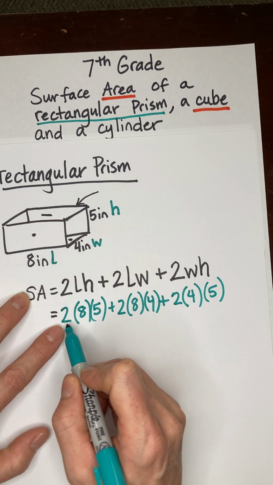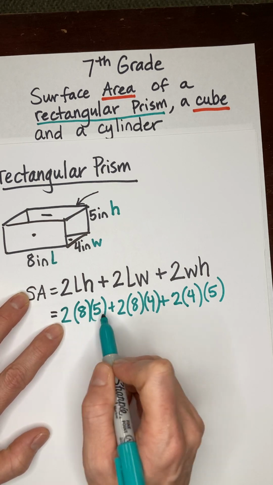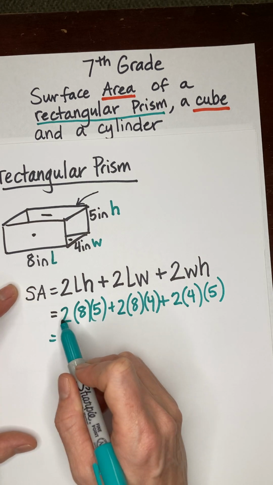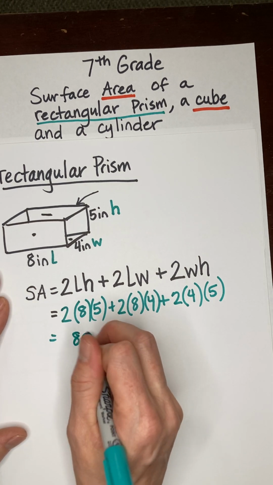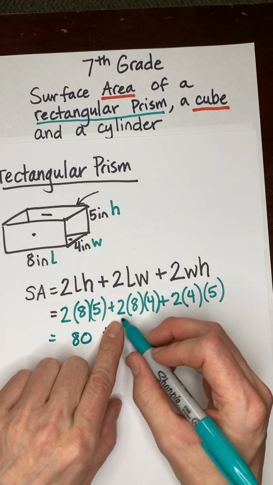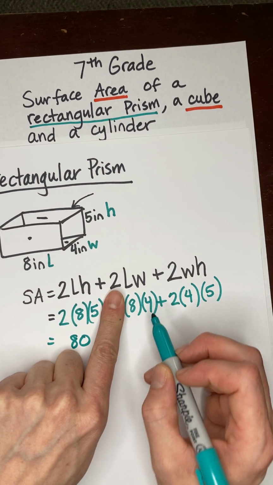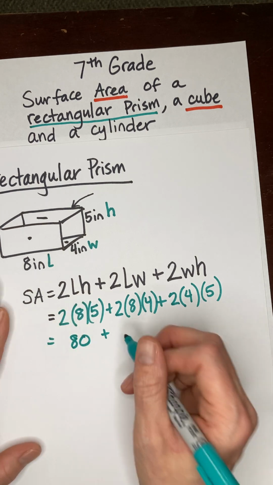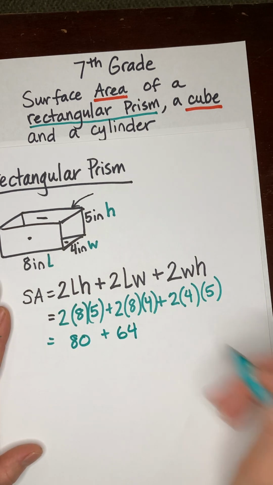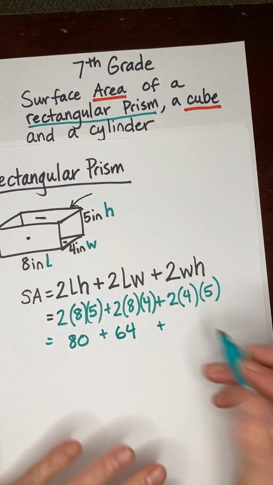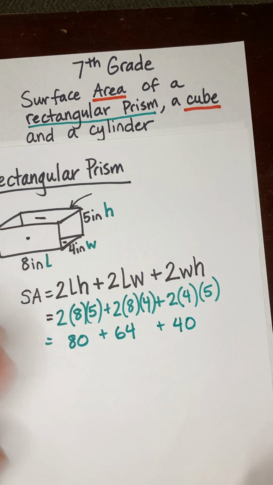So it's easy to multiply by 2, so I'm going to do the 8 times 5 and then double it. Okay, 8 times 5 is 40. 40 times 2 is 80. Okay, the same here. I'm going to leave the doubling for the end because that's easy. 8 times 4 is 32. 32 times 2 is 64. 4 times 5 is 20. 20 times 2 is 40.